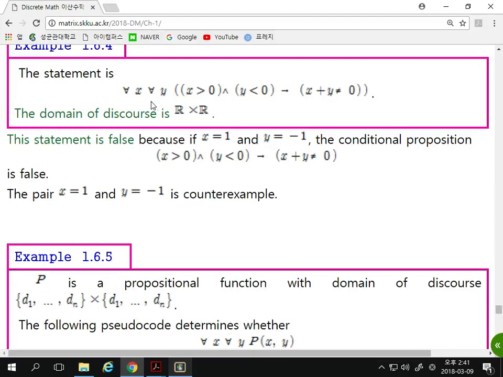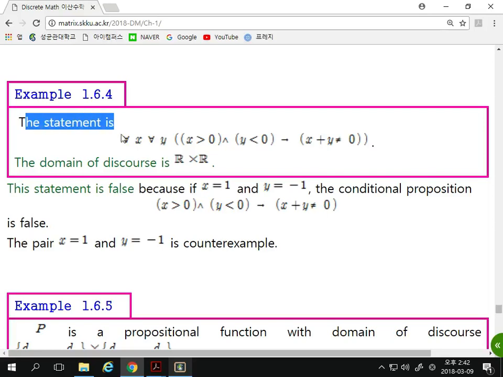Next, what about this statement? Consider this statement and check whether it is true or false. Okay. x is positive and y is positive. Then x plus y is always not zero. Is this true for all x and y?